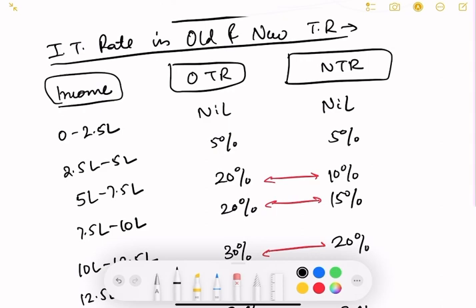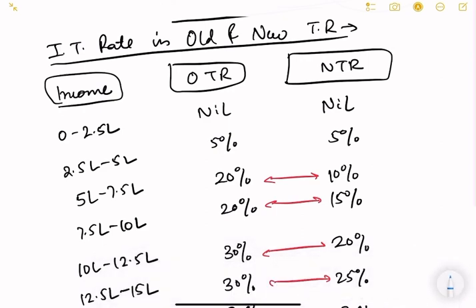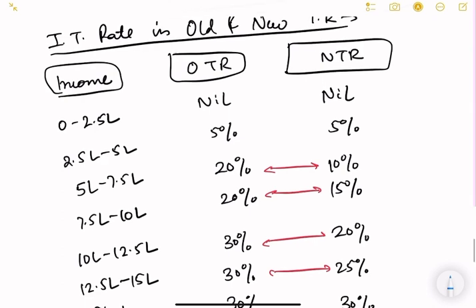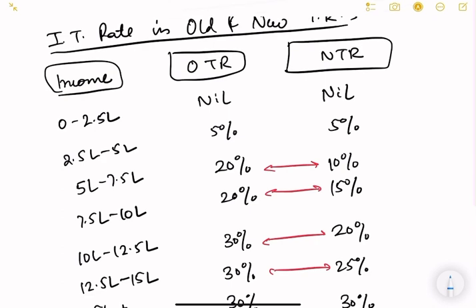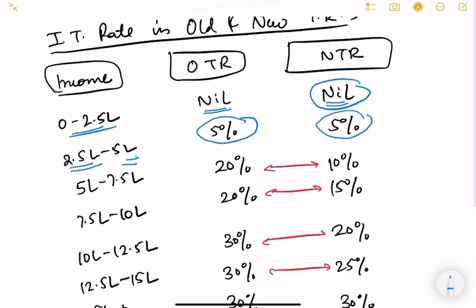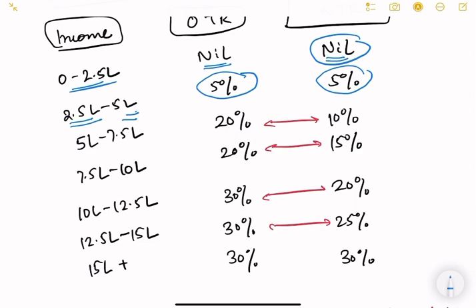Finally, let us look at the different tax rates for the old and new tax regimes. As I have told you, more slabs have been created in the new tax regime. You can see that for 0 to 2.5 lakh, in the old tax regime the tax rate was nil. In the new tax regime also it is nil. Then for the 2.5 to 5 lakh slab, the tax rate is 5% in the old tax regime and 5% in the new tax regime. Now the difference starts here.